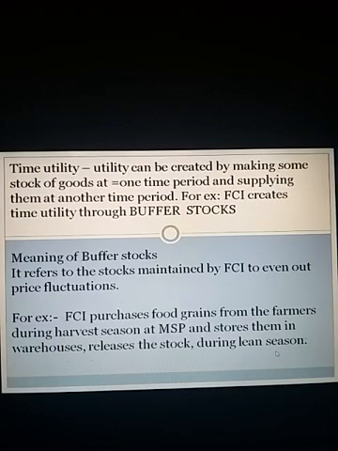Anyway, once you know the concept of time utility, we are required to know the concept of TU and MU, that is, total utility and marginal utility, which we are going to learn in our next video, our next class. Let us wind up with this.